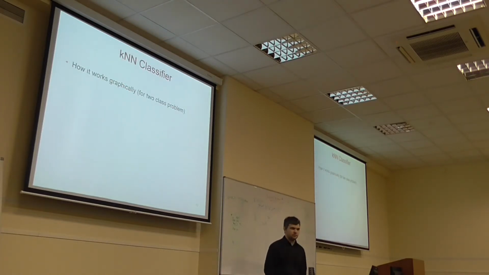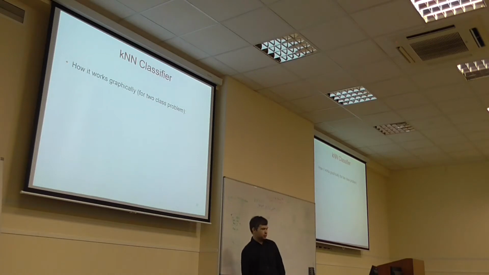So let's start from the very simple stuff. How many of you know what a KNN classifier is? So what is a KNN classifier? Some neural network. It's a kind of machine learning algorithm. That's very broad. Yeah, it is machine learning.